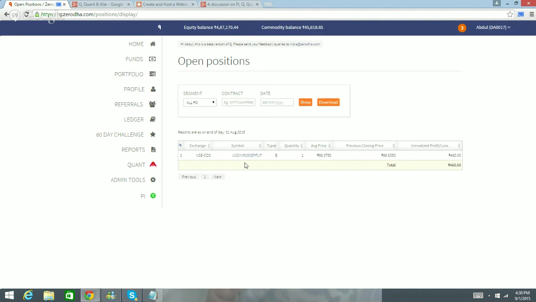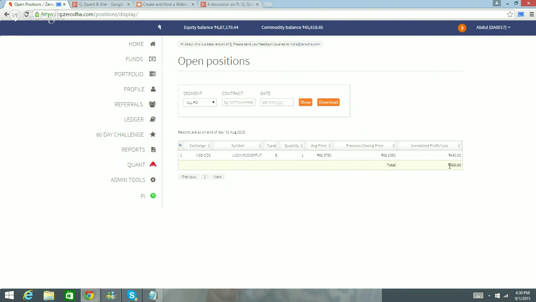So what you need to understand is this is not a live PNL that you're seeing, right? If you want to see a live PNL, you'll have to log into your Pi or Kite or whatever front end you're using. This unrealized profit or loss is from the time you purchased to the previous closing price, right? So you had bought this at 66.375. Current price is 66.835. So there's 460 rupees of profit on this open position, right?